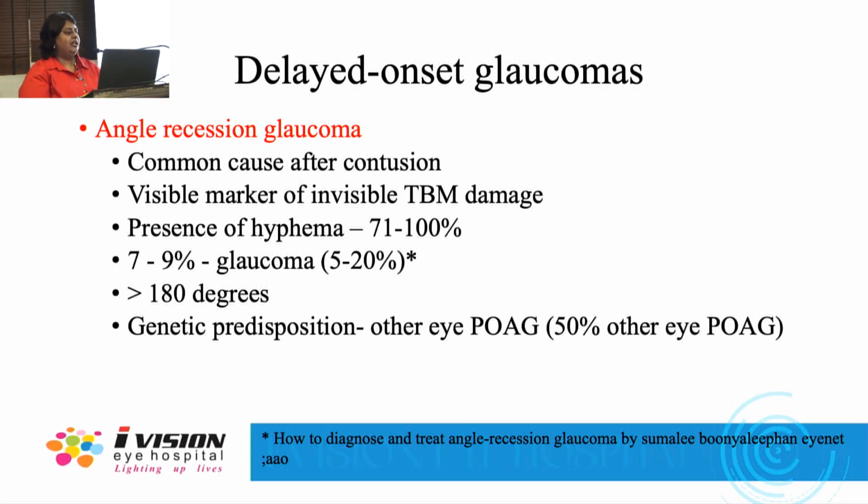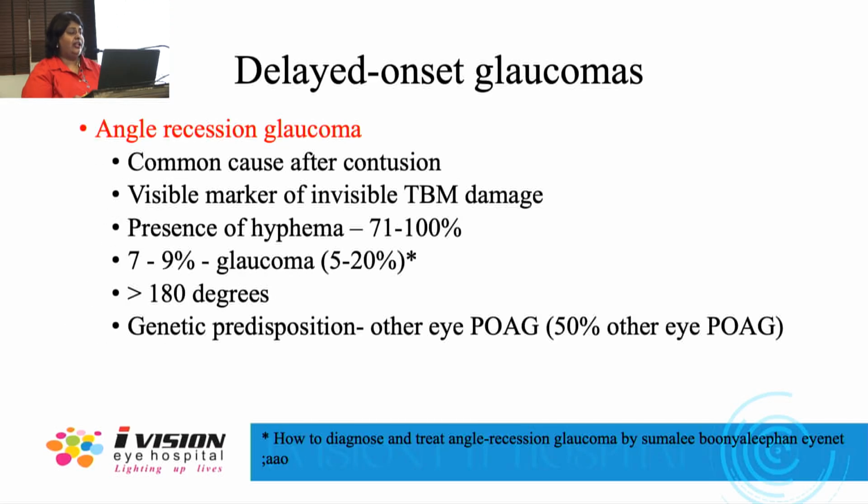It is a common cause of glaucoma after contusion. Angle recession is the visible marker of invisible trabecular damage. Angle recession is not the cause for glaucoma per se. It is the invisible trabecular meshwork damage that has happened. That is the cause for glaucoma. When there is an angle recession, almost always there is a hyphema present, and not every angle recession leads to glaucoma. Just 7 to 9% leads to angle recession glaucoma, and when you have more than 180-degree involvement, that is when you usually get angle recession glaucoma.